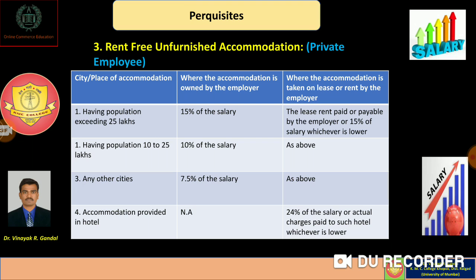And the fourth point is if accommodation is provided in a hotel, then the first category is not applicable. So the valuation is 24% of salary or the actual charges paid to such hotel, whichever is lower, and that is considered as the taxable value of unfurnished accommodation. Okay, so this is the tax treatment of valuation of unfurnished accommodation which the employee is getting from the employer. Okay.